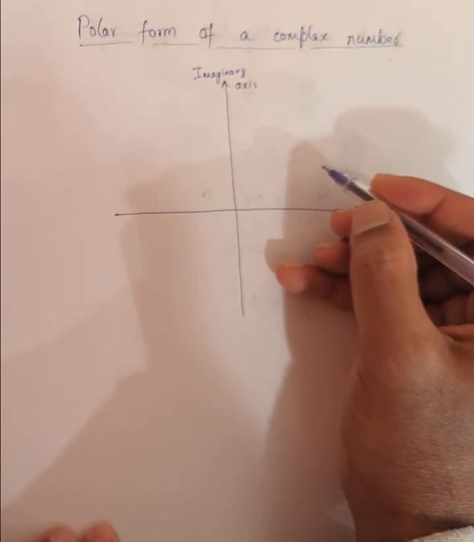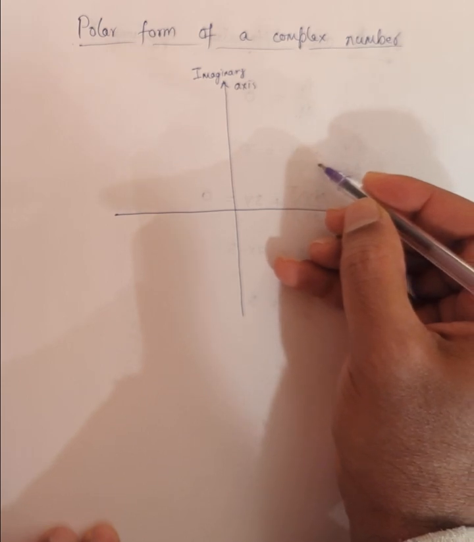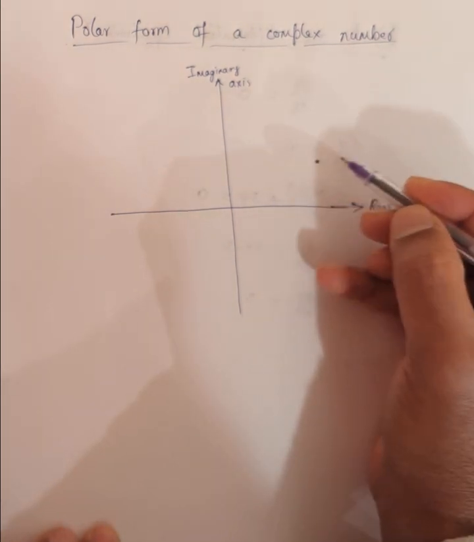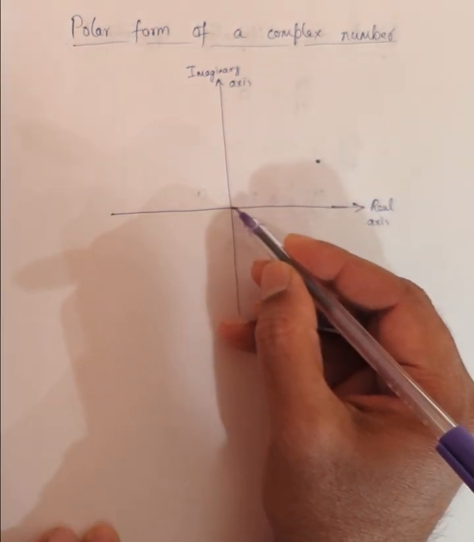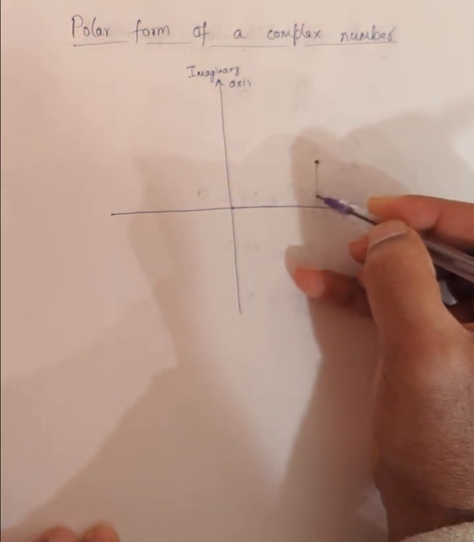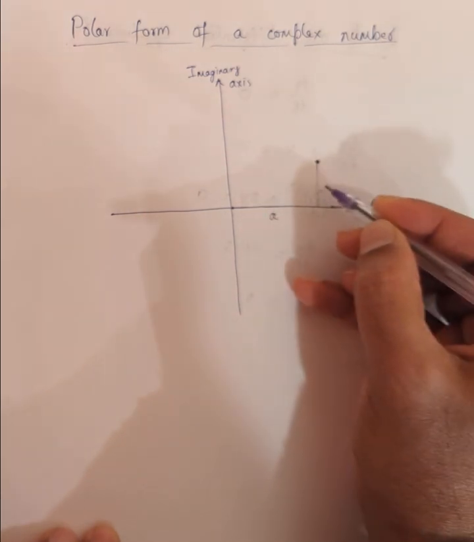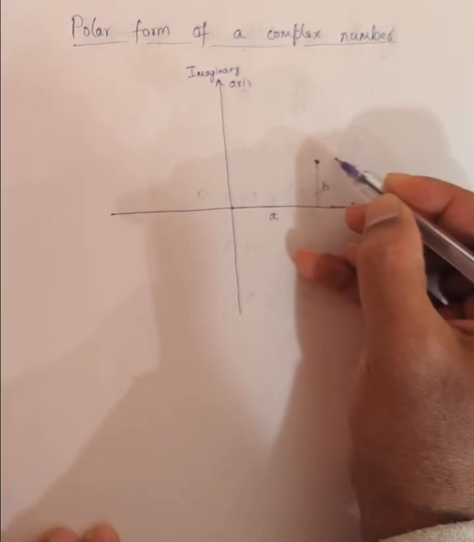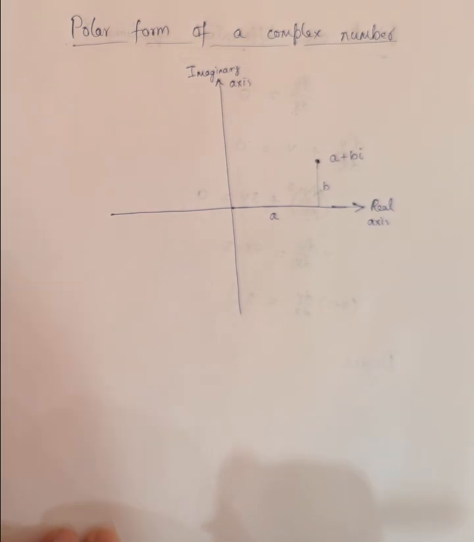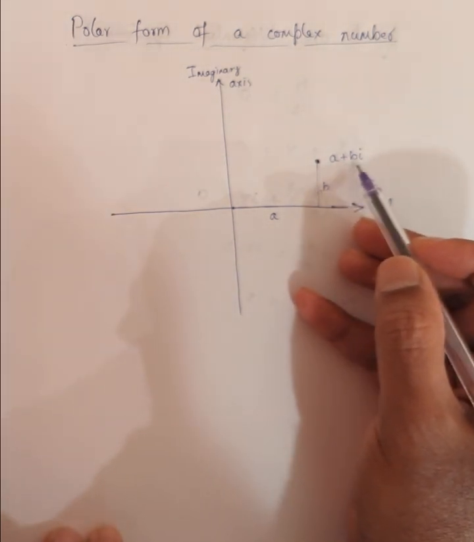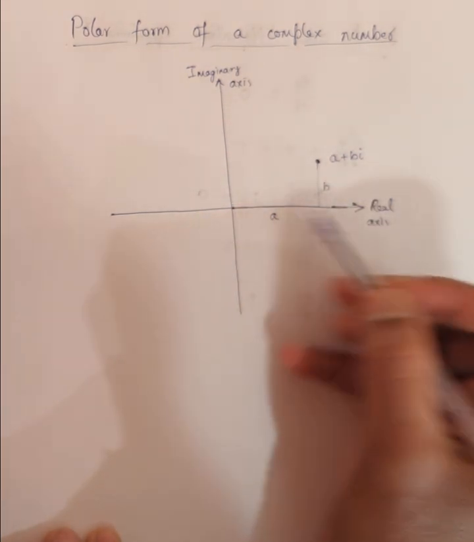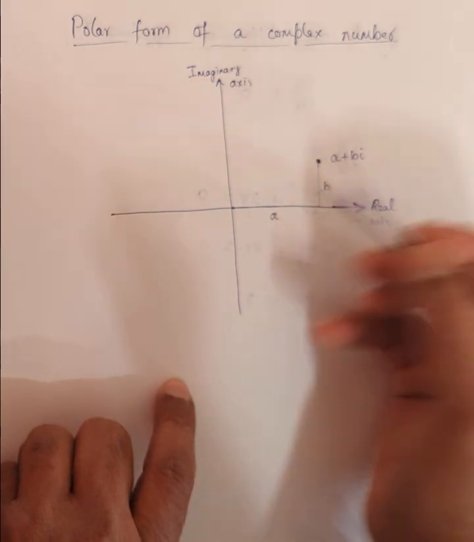Now, if you have a complex number, say a plus bi, every point in this complex plane represents a number. So if this is a complex number, that is at a distance of a to the right and b up. So a to the right and b above. Then this is a complex number a plus bi. This is called the rectangular form of a complex number if you are using the perpendicular axes, real axis and imaginary axis.